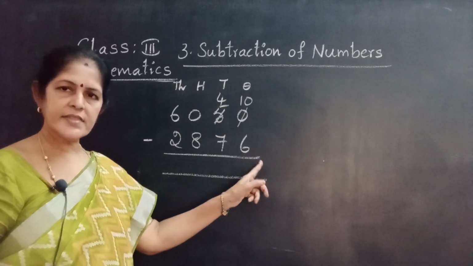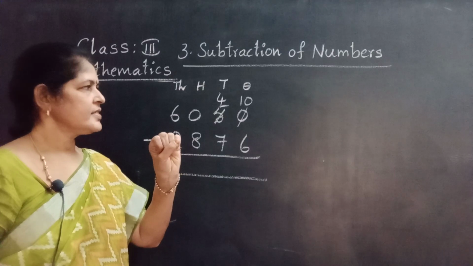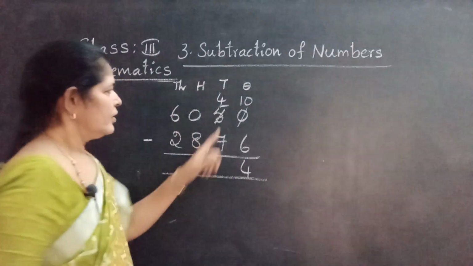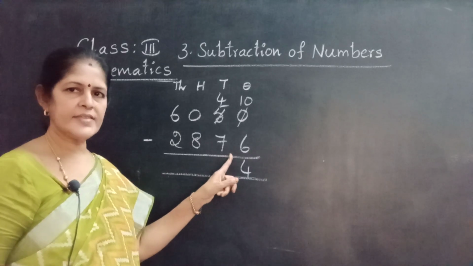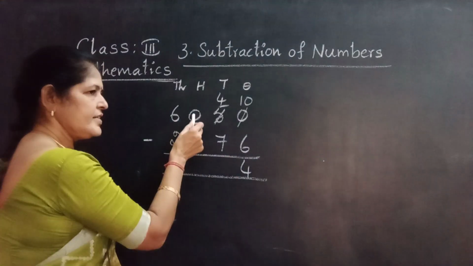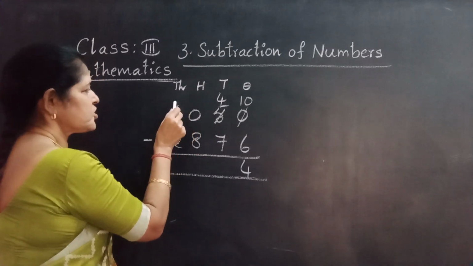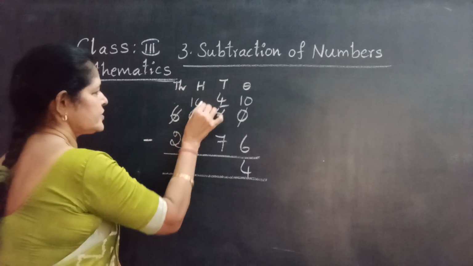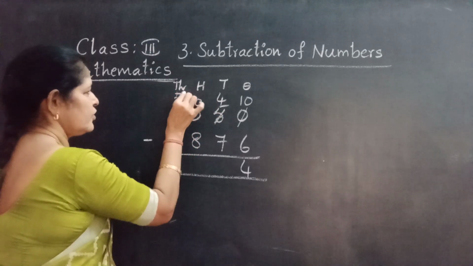Now 10 minus 6. Close fingers. 6 after 7, 8, 9, 10. Now 4 minus 7 not possible. Borrowing concept. Here 0 is there. Then the concept starts from thousands to hundreds first. Then 0 becomes 10. 6 changes into 5.